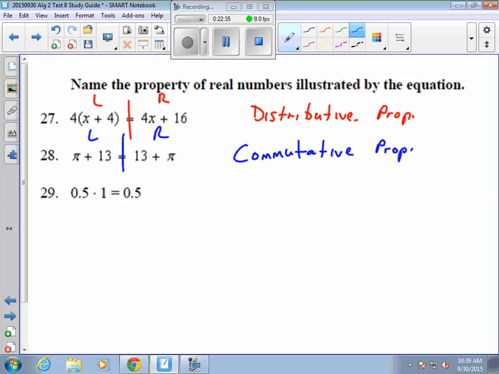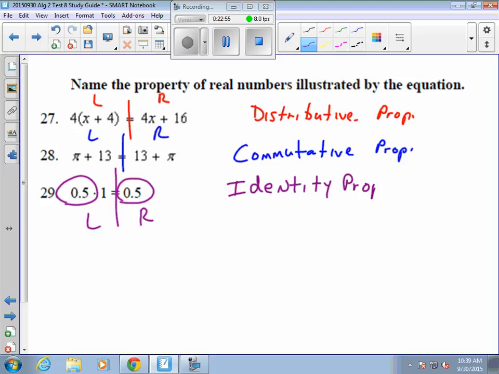0.5 times 1 is equal to 0.5. Again, look at it on the left side and the right side. It's 0.5 when it starts, and it's 0.5 when it finishes. It multiplies times 1, but its identity does not change. It remains 0.5. So this is the identity property. And again, this says multiplication, so it would be the identity property of multiplication.